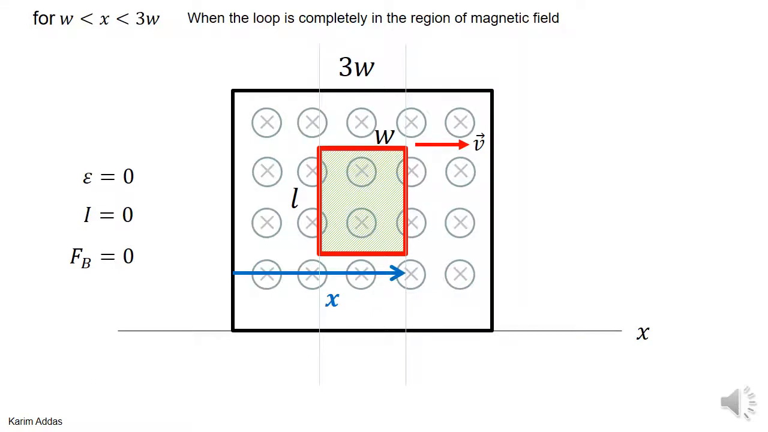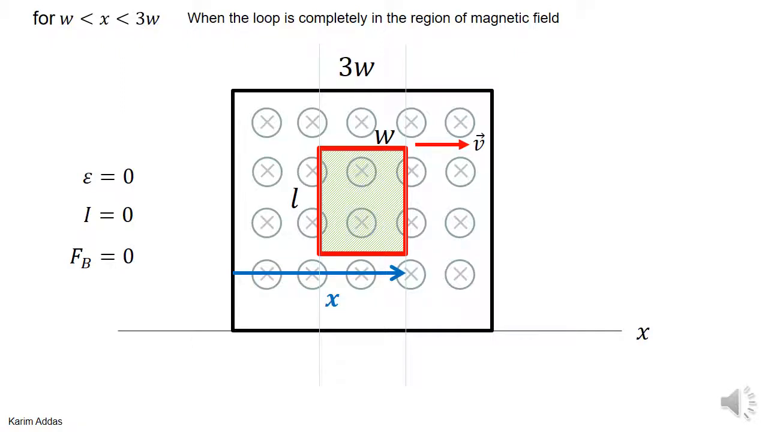So what happens when the loop is completely inside the region with a magnetic field? Well, there's no EMF, there's no current, and since there's no current, there's no force. So the loop will just keep on moving. No force is applied to it. It'll just keep moving with a constant speed.